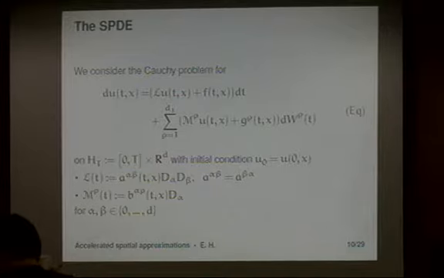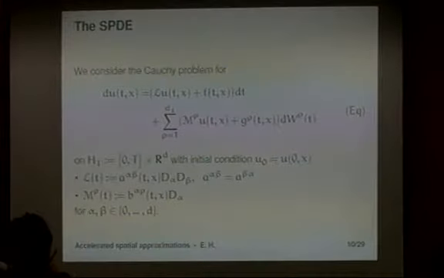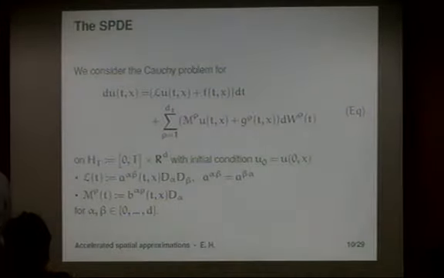And here we use, of course, the summation convention with respect to alpha and beta. And I forgot to mention, we're considering this equation on 0, T cross R^d, the whole space, and we have the initial condition u naught. I hope that makes sense.